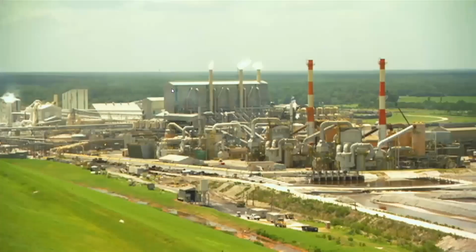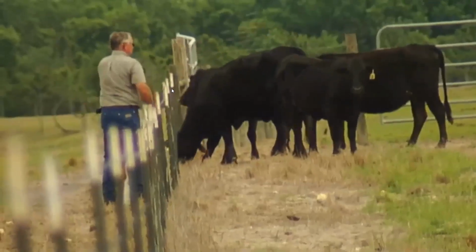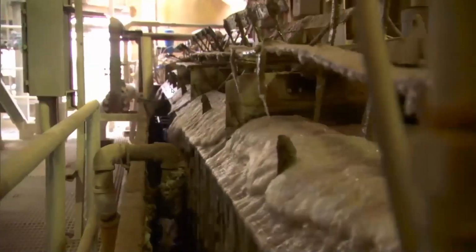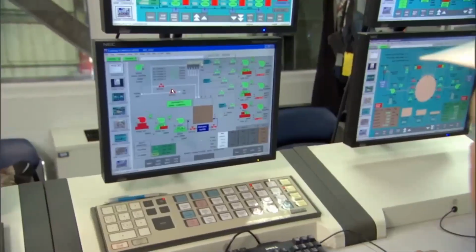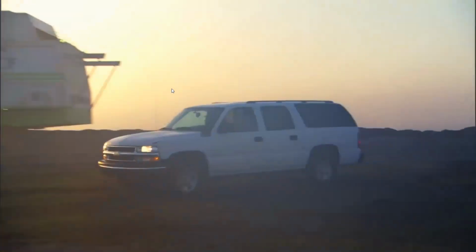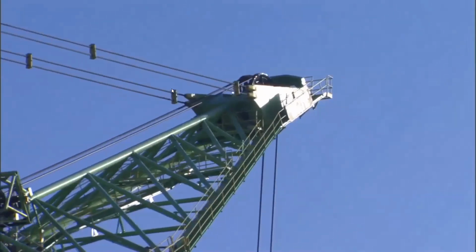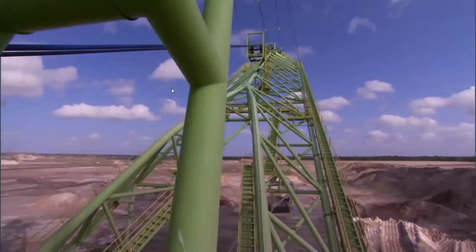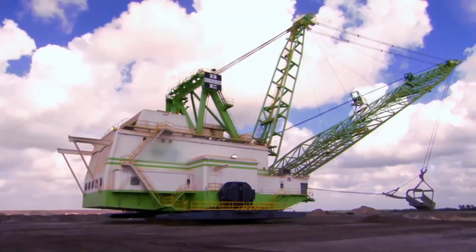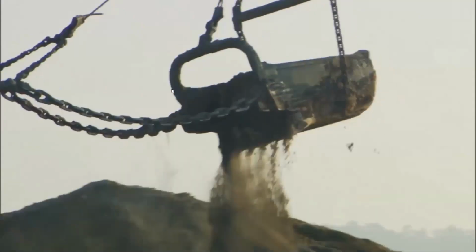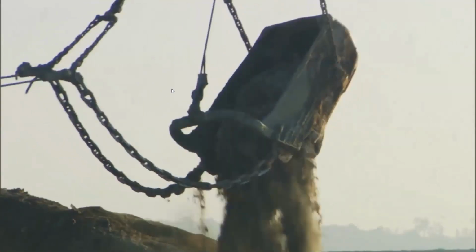From mine to manufacturing to farm, and ultimately your dinner table, the process of creating usable phosphate fertilizer is complex. It begins at the mine, where getting phosphate rock out of the ground comes in a very big way. Take a look at this amazing machine. It weighs 7 million pounds and can carve out over 75,000 tons of material a day.